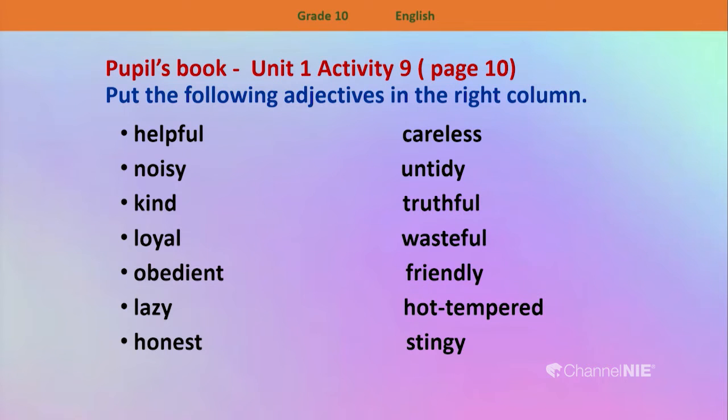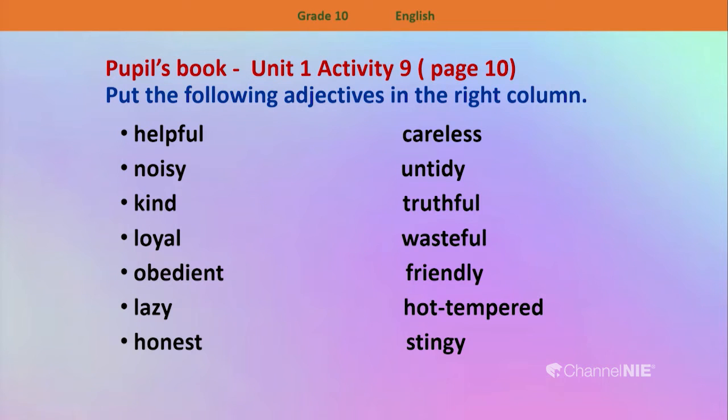And there are some people who are noisy, always disturbing others. Kind, and some are loyal friends. They are very faithful to you. Obedient. There are very obedient students. They do what the children or the adults tell them to do. Of course, the lazy. There are lazy people who don't want to do work. Honesty is a good policy. Careless. Sometimes people are very careless.